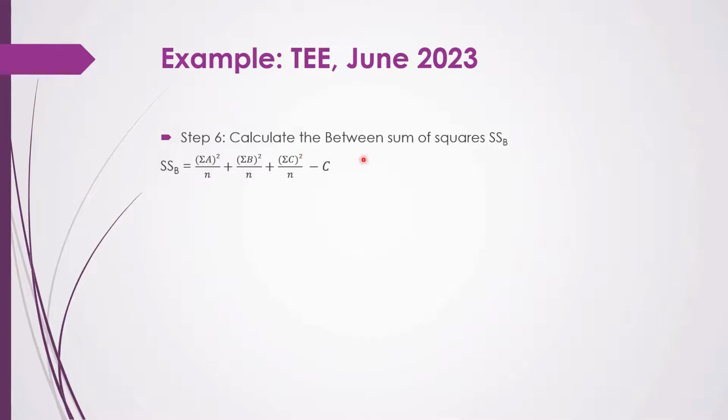Step 6, we calculate the sum of squares between the group. Here we have to do a bit of calculation. The formula for variance between the group is sum of a whole square by n plus sum of b whole square by n plus sum of c whole square by n. The n here is small n, which is the number of observations in each group, which is 7 for us. Whole of this minus the correction term c.